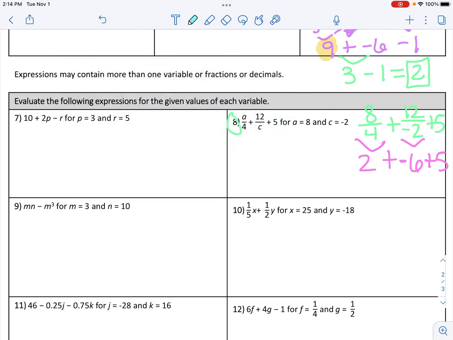Now we have addition and subtraction left. We do it left to right. So I have 2 plus negative 6. Same sign add, different sign subtract. I have different signs, so I'm going to subtract. 6 minus 2 is 4. My larger number, 6, is negative, so this is going to be a negative 4. And then I'm going to bring down my plus 5. Again, I have different signs, so I'm subtracting. My larger number is positive, so my answer is going to be positive 1.